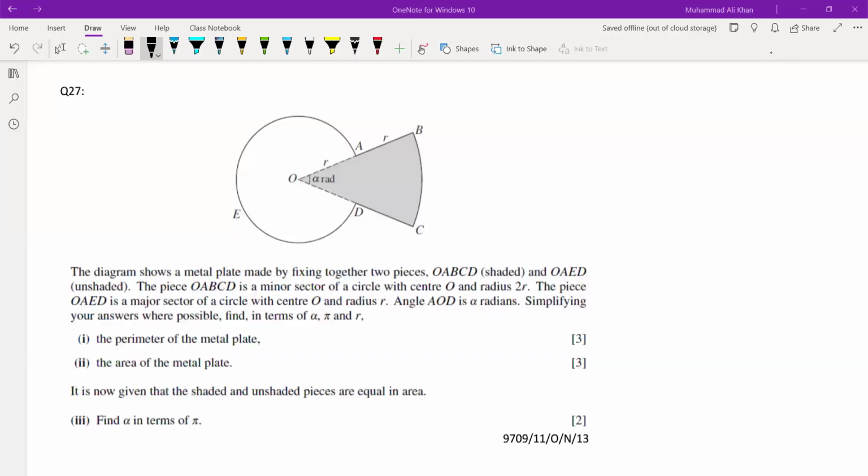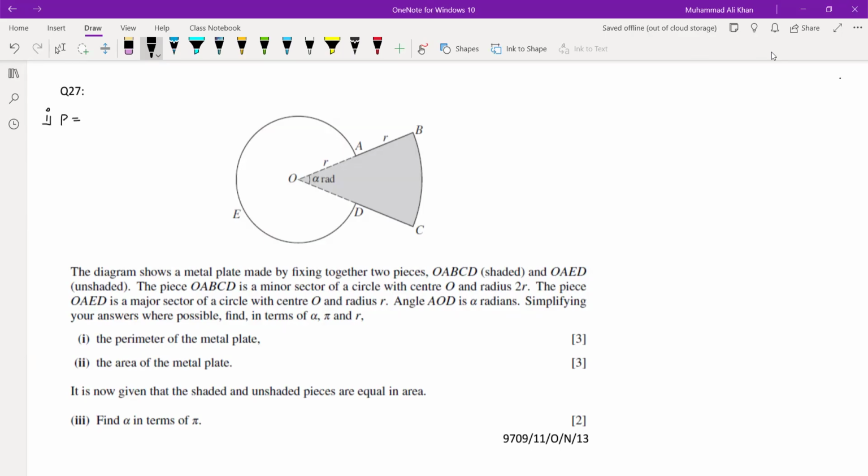Okay, students, now question number 27 is from October, November 13, paper 1-1. The diagram is here. All the stories are given in the question. First part, the perimeter of the metal plate. The complete diagram is a plate, a metal plate, right?